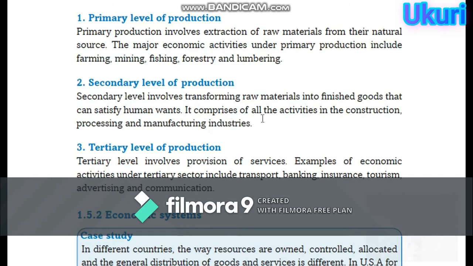It comprises all the activities in the construction, processing, and manufacturing industries.